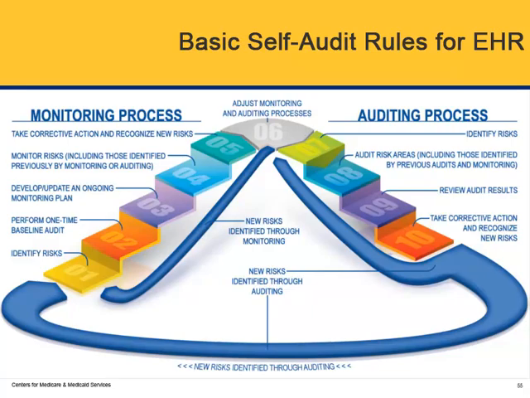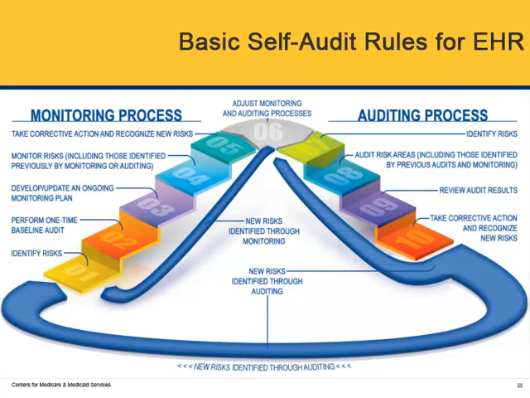For internal monitoring of documentation, do the following. Identify risks in documentation. For example, issues with timeliness, completeness, autofilling, keywords for monitoring. Select a standard audit tool to use regularly to perform a baseline audit. Develop and update an ongoing monitoring plan. Monitor identified risks. Take corrective action and recognize new risks. Adjust monitoring and audit processes.